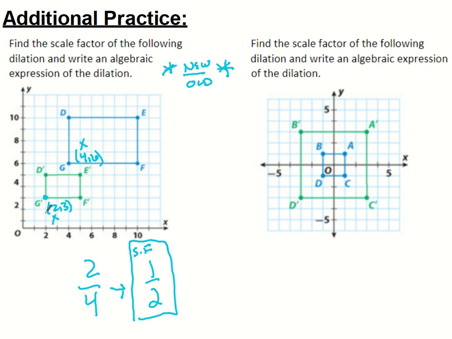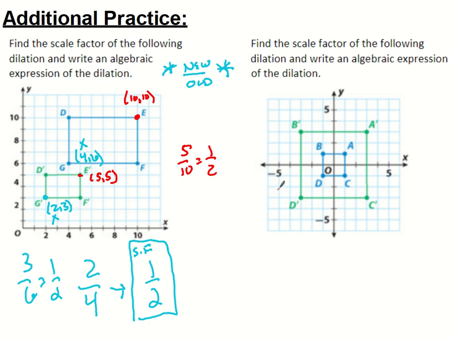I set it up at any point. I could have taken any one of these. If I took the 6 and the 3, 3 over 6 is 1 over 2. If I took E over here, this E is at 10, 10 and this E right here is at 5, 5. If I set it up as new over old, that's 5 over 10, which is 1/2. So you just pick one of them. It doesn't matter which one, and that's going to be your scale factor.